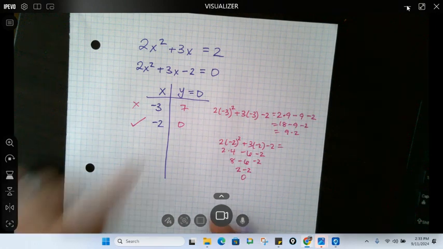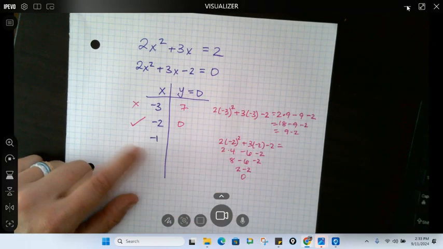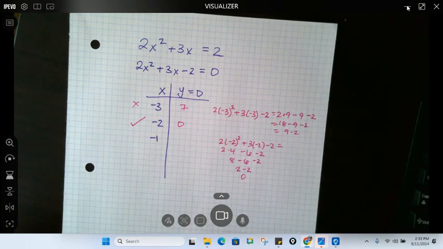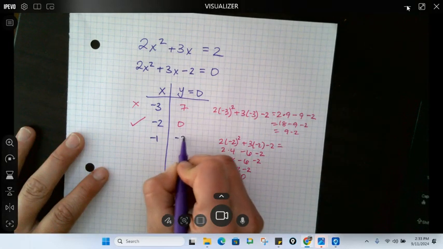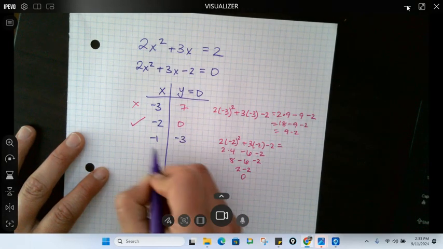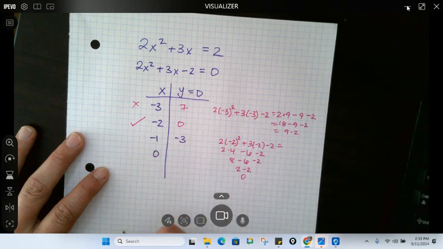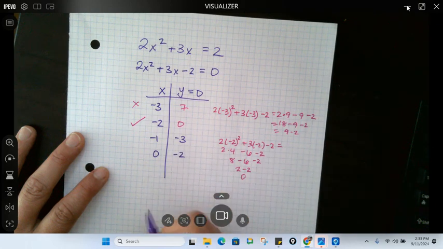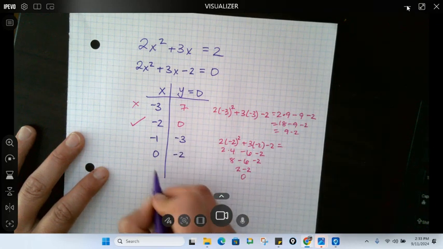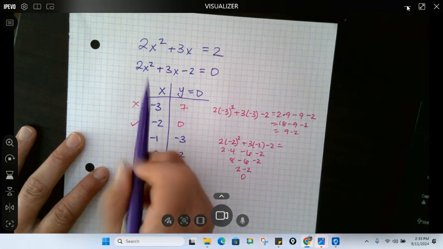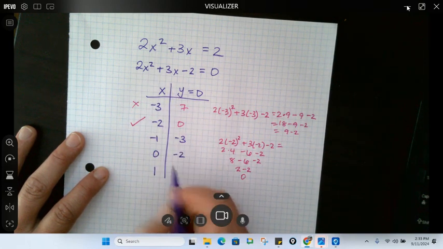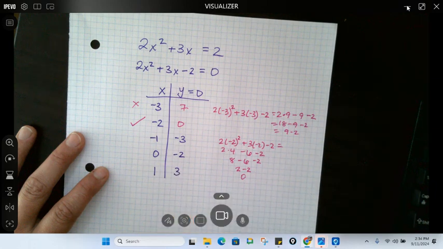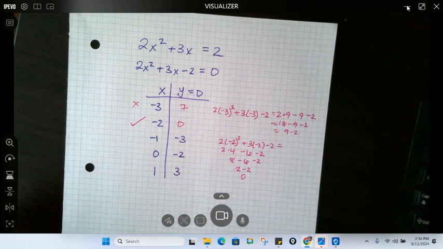So I'm going to keep going. If I plugged in a -1, I will save you that plugging and chugging, but if I do that, I should get out a -3. If I plug in a 0, so 0 here, I should get out a -2. So neither of these are working for solutions right now. And then if I plug in a 1, replace the x's with 1, I should get out a 3. Okay, so that is still not a solution, but something really, really interesting is happening right here.